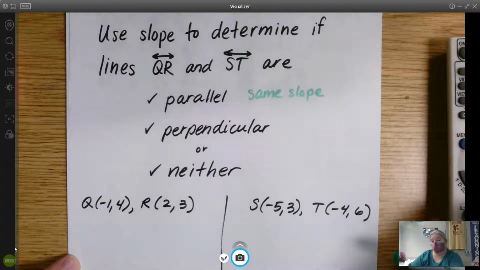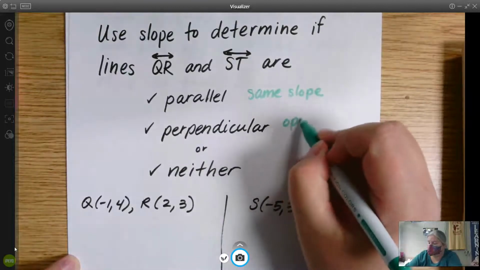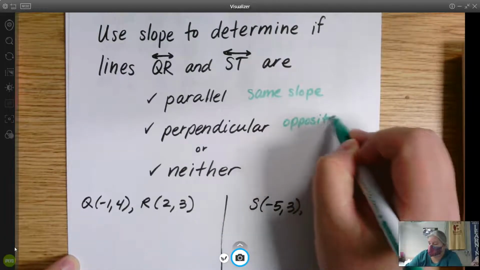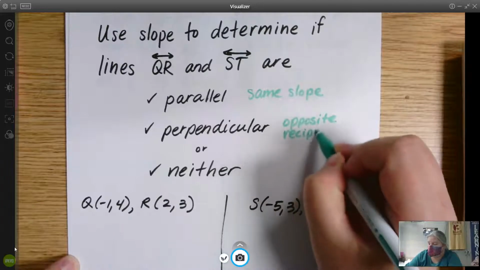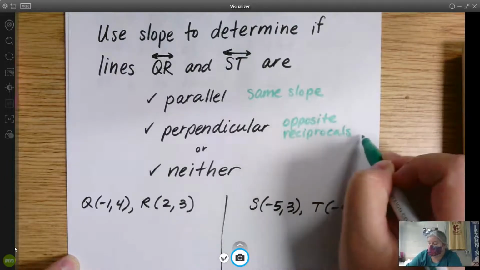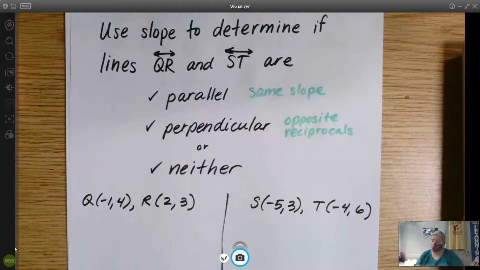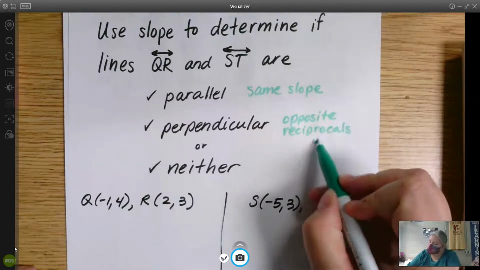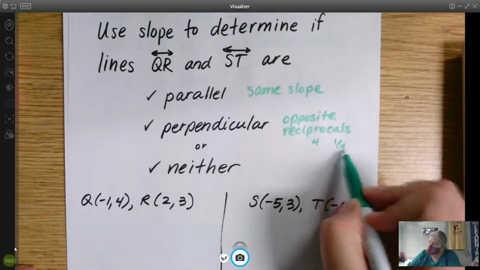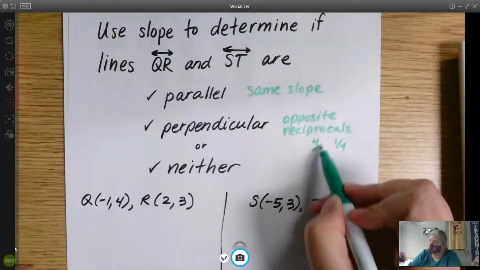If they are perpendicular, they should have opposite reciprocal slopes. Now, what that means, opposite, is in terms of their sign. In other words, plus or minus. One of them's positive, one of them's negative. Reciprocals is when you take a fraction and flip it over. So for instance, the reciprocal of 2/3 is 3/2. The reciprocal of a whole number is 1 over that number. In other words, like 4, the reciprocal is 1/4 because 4 is like 4/1.